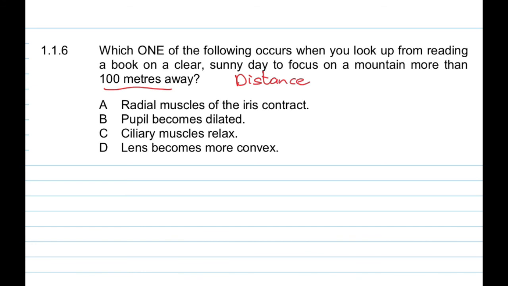The radial muscles of the iris contracting, nope, that's about light, so that's the pupillary mechanism. The pupil becomes dilated, still pupillary mechanism. Ciliary muscles relax, that might be an option. Or the lens becoming more convex. Now this one's a problem because the lens should actually become less convex when you're looking at the distance. So number D is not an option. So C it is.